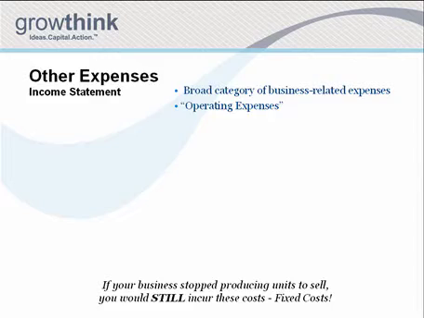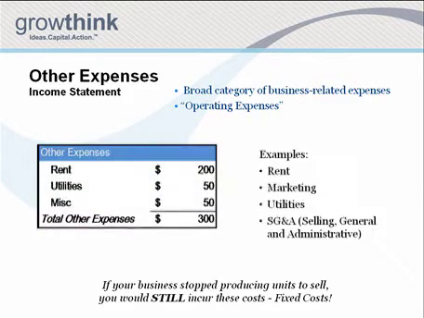Moving on to other expenses on the income statement, we have this broad category of business-related expenses that we term your operating expenses. These expenses include things like rent, your marketing expenses, utilities, and a category called SG&A, which is abbreviated for selling, general, and administrative expenses. And the key here is that if your business stopped producing units to sell, you would still incur these costs. These are your fixed costs once again.